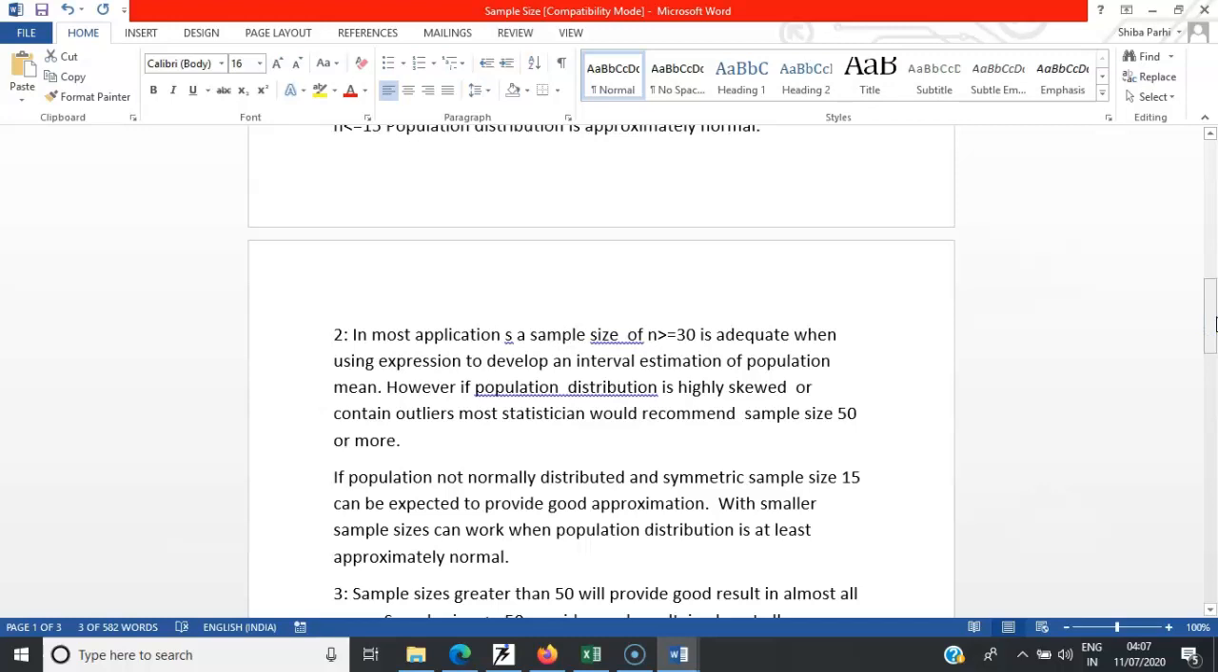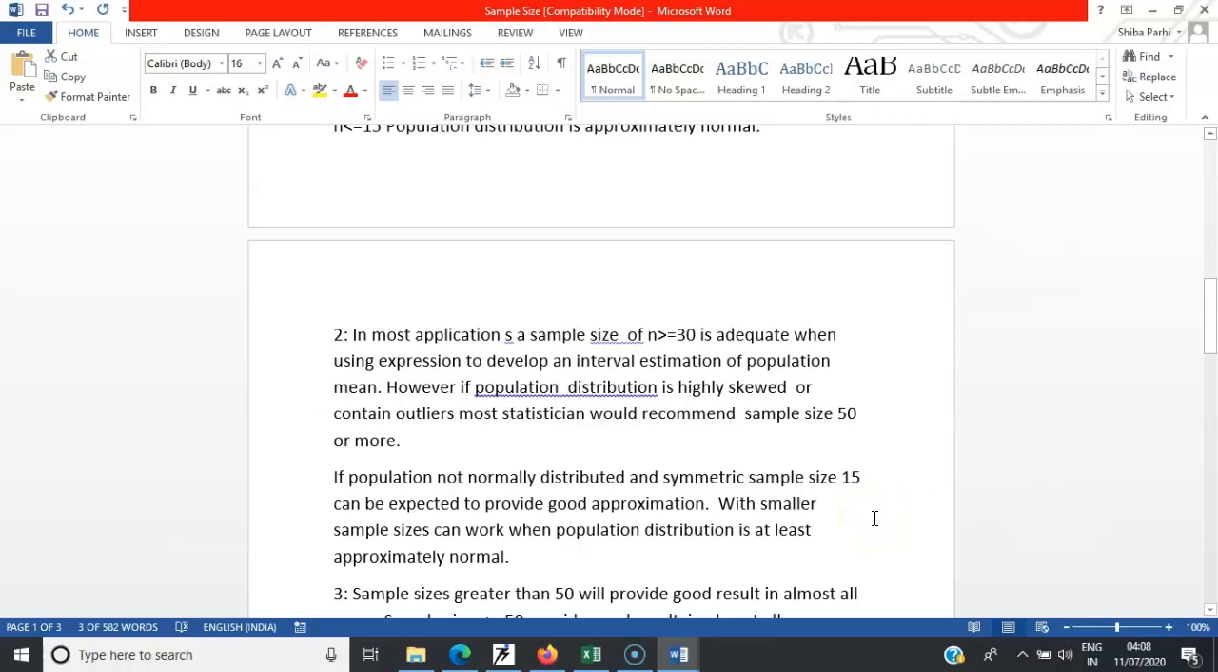However, if the population distribution is skewed or contains outliers, most statisticians will recommend a sample size of 50 or more. So if the population distribution is highly skewed and outliers are there, then a sample size of more than 50 is required instead of 30. If a population is not normally distributed but symmetric, a sample size of 15 can be expected to provide a good approximation.